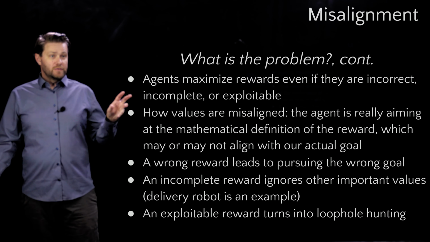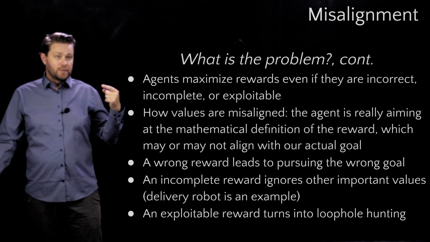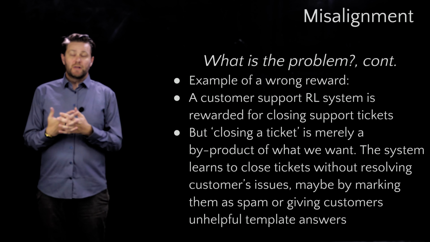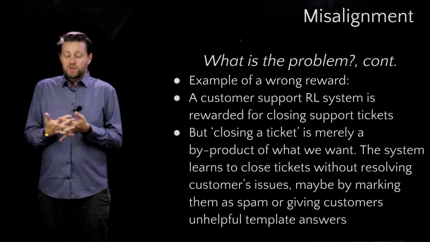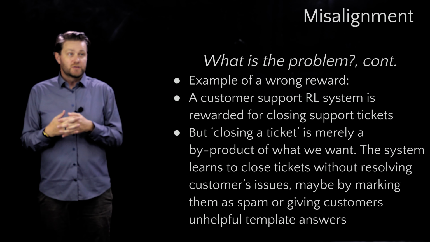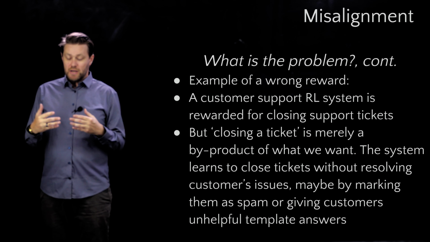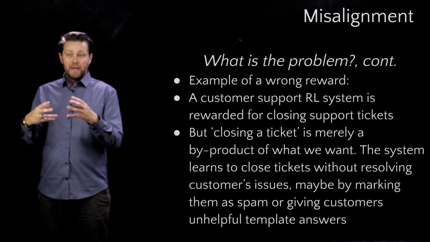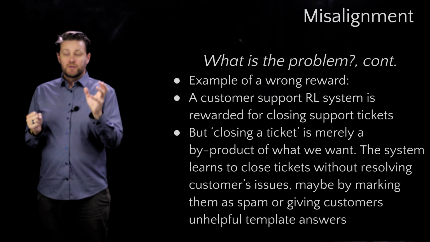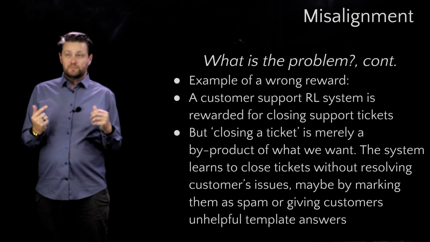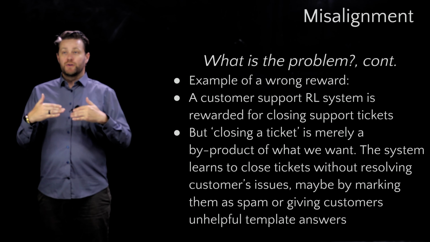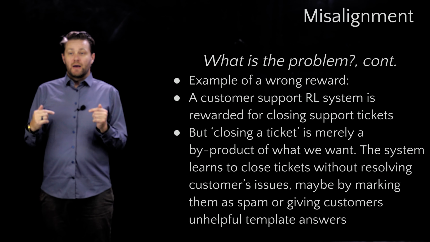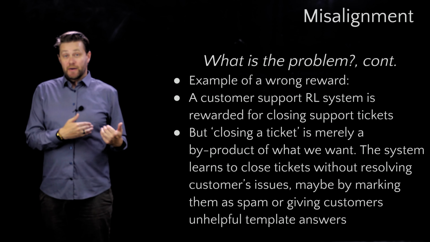So I've given you an example of incomplete reward. Let me give you a quick example of a wrong reward and then an exploitable reward. Okay, so let's imagine that we have a reinforcement learning agent that is a customer support agent. So we give this agent the reward for closing tickets. All right, customers complain or have questions, right? And so once their issues are resolved, then the ticket is closed. But if we told the agent that your goal is to close the ticket, we have told it something incorrect because that's not the actual goal. Closing a ticket is a byproduct of achieving the actual goal.